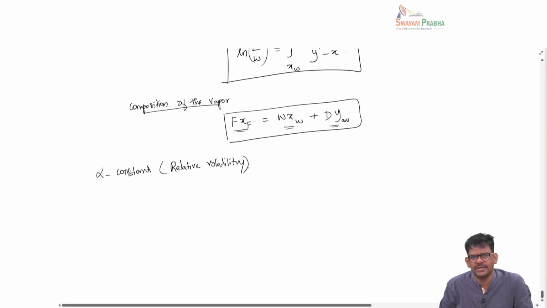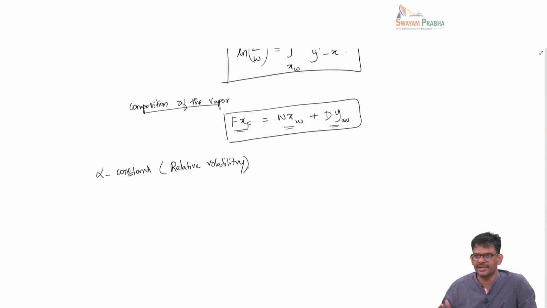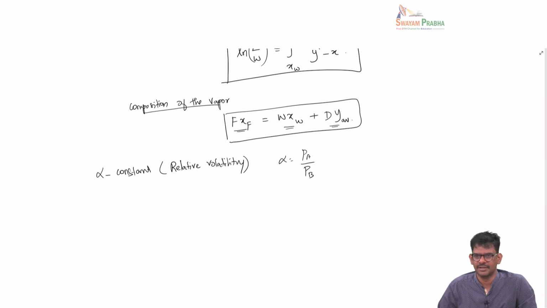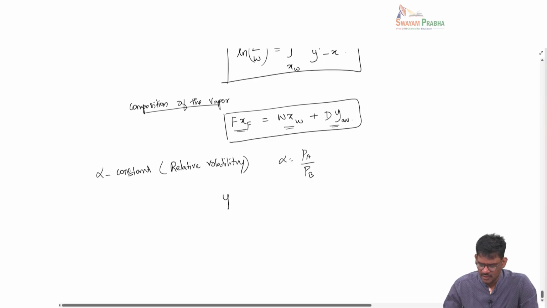I think I showed in one example between benzene and toluene, I looked at VLE data and calculated alpha. Alpha is nothing but Pa by Pb if you have a Raoult's law following mixture, and even though Pa and Pb are functions of temperature, the ratio may not be so sensitive to temperature. So you can think about having an average relative volatility. In that case, y can be written as alpha x by 1 plus (alpha minus 1) x.